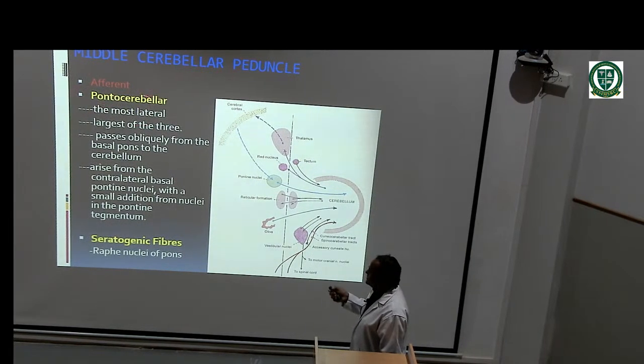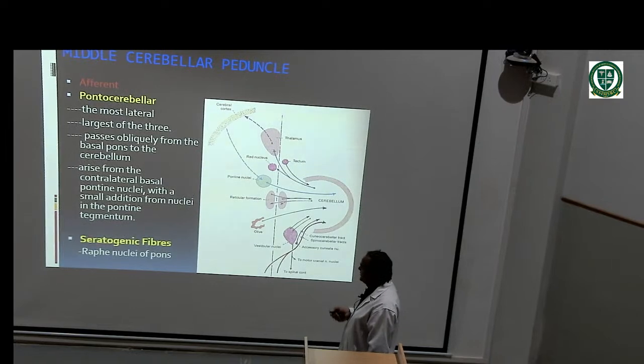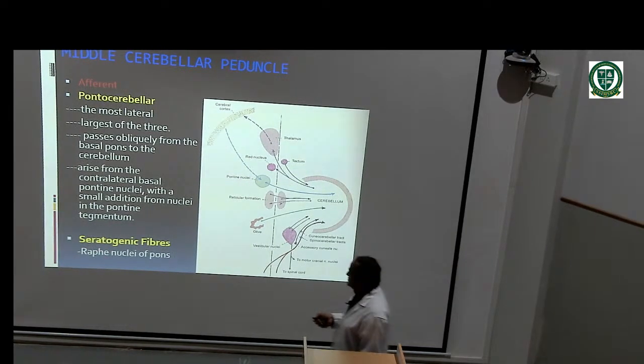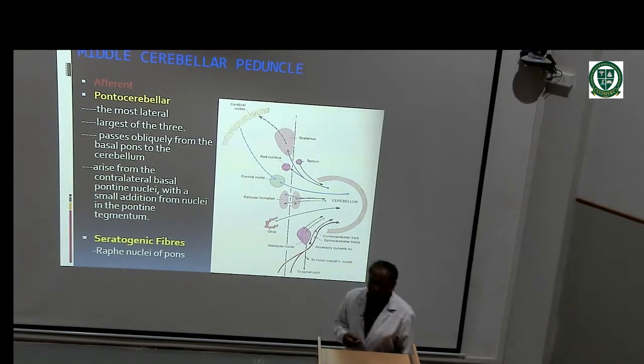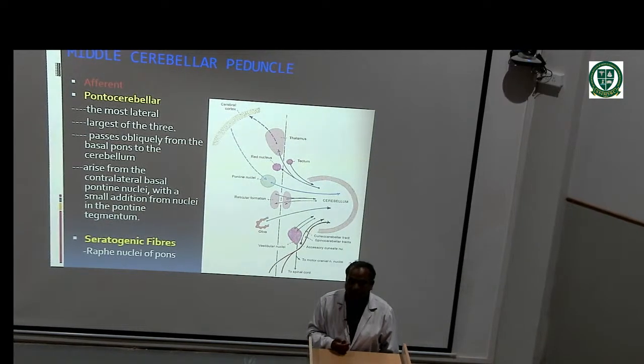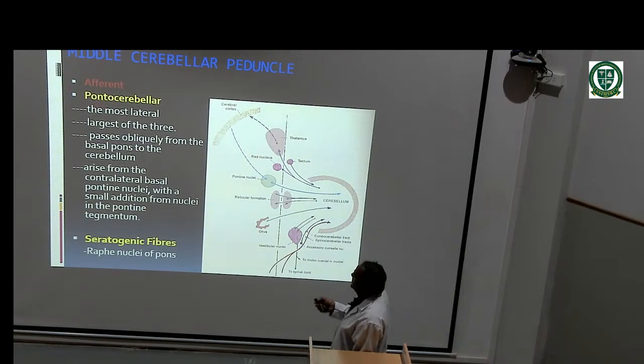Most of the middle cerebellar peduncle is formed by pontocerebellar fibers, and very few fibers are ceratogenic fibers. Pontocerebellar fibers, as the name suggests, arise from the pontine nuclei. They arise from the contralateral basal pontine nuclei, with a small addition from nuclei in the pontine tegmentum. From these pontine nuclei, the fibers arise and end up in the cerebellum.